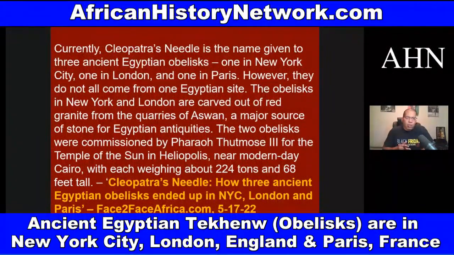However, they do not all come from one Egyptian site. The obelisks in New York and London are carved out of red granite from the quarries of Aswan, a major source of stone for Egyptian antiquities. The 2 obelisks were commissioned by Pharaoh Thutmose III for the Temple of the Sun in Heliopolis near modern-day Cairo, with each weighing about 224 tons and 68 feet tall.